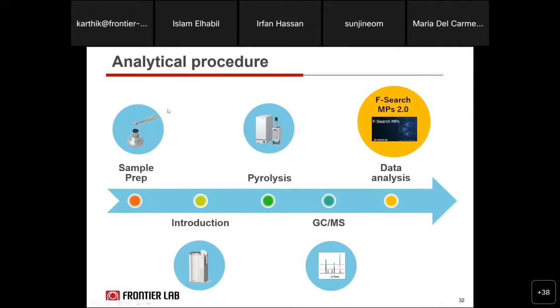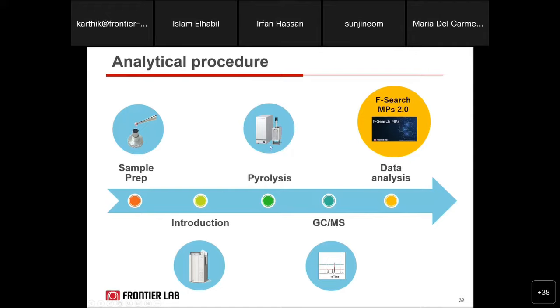Then you can introduce them into the pyrolyzer. We also have an auto sampler. If your lab is doing a larger number of samples, we recommend using the auto sampler, which can stack up to 48 samples in the carousel. So you can do a batch analysis of 20 or more. The auto sampler is an option that some users will consider. It allows the analysis to run one after another.